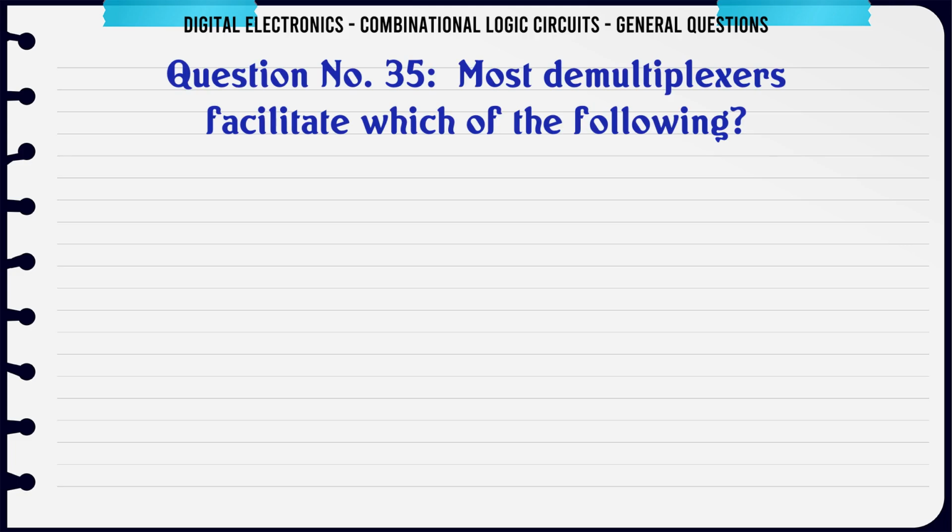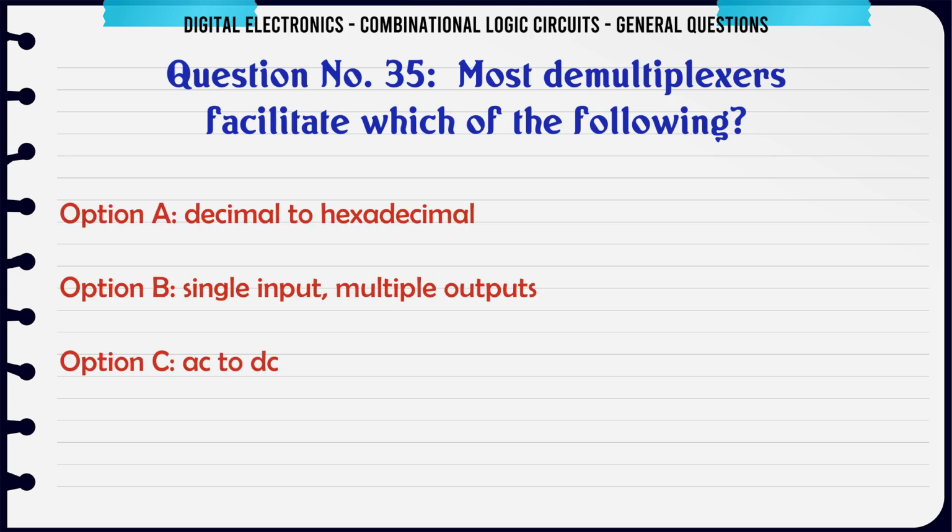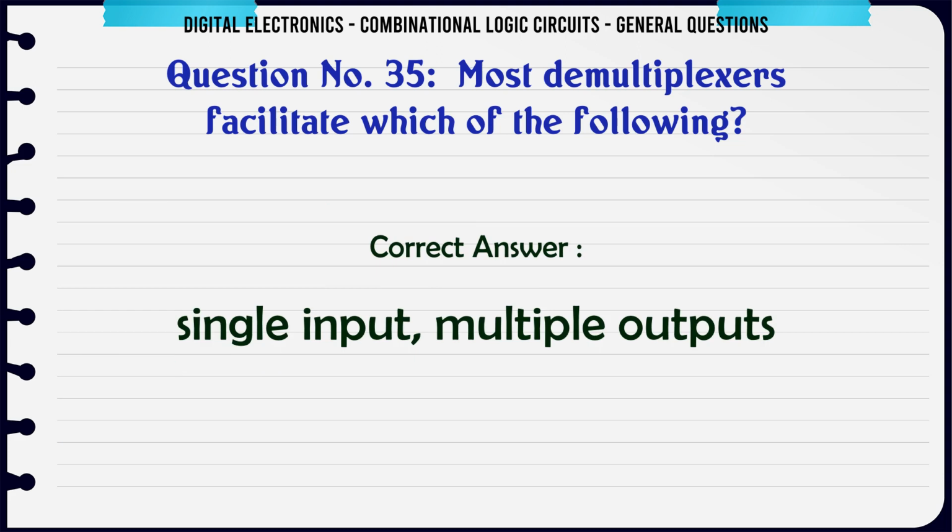Most demultiplexers facilitate which of the following? A. Decimal to hexadecimal, B. Single input multiple outputs, C. AC to DC, D. Odd parity to even parity. The correct answer is single input multiple outputs.